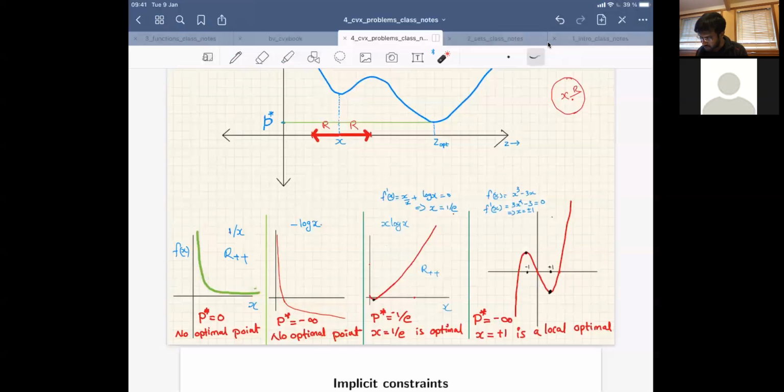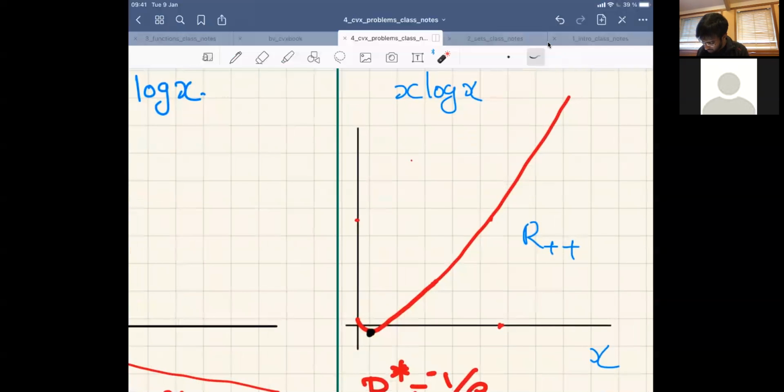Now let's take a different function, x log x. This is a differentiable function. You can differentiate this and find the optimal point, right? So this function is like this. The optimal value is minus 1 by e, and that is achieved at x equal to 1 by e for this particular function.